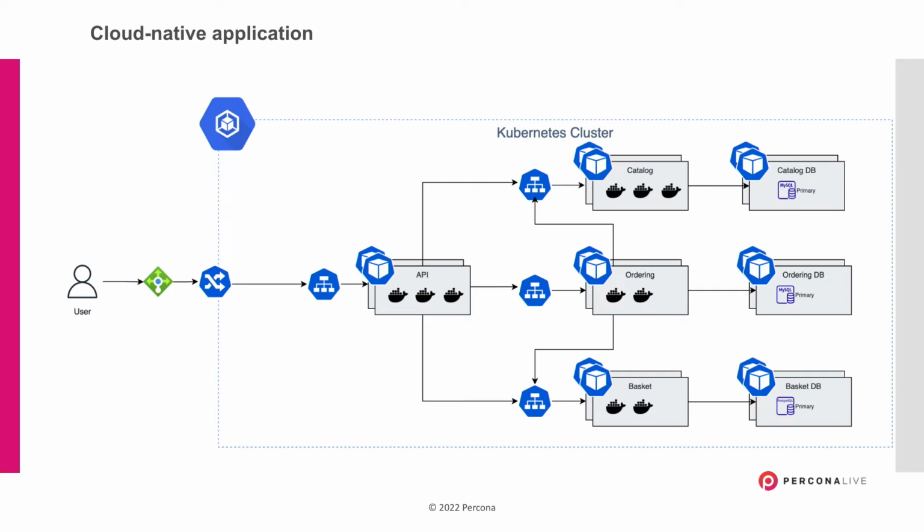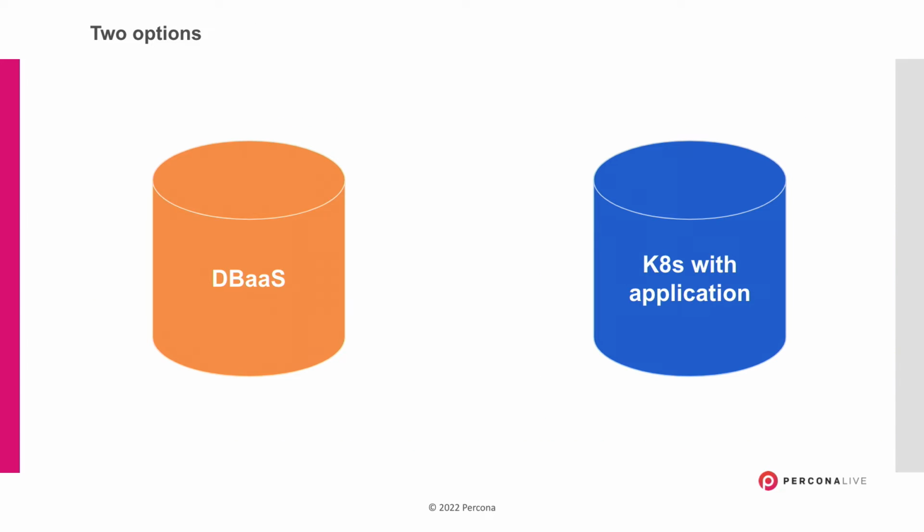So you can take benefit of, for example, being able to move database and application in the same way between cloud providers or between different Kubernetes clusters, which is also useful in the hybrid cloud models or multi-cloud models in general. So we're talking database as a service or Kubernetes with application. Those are the two things that we're going to have a look at today.